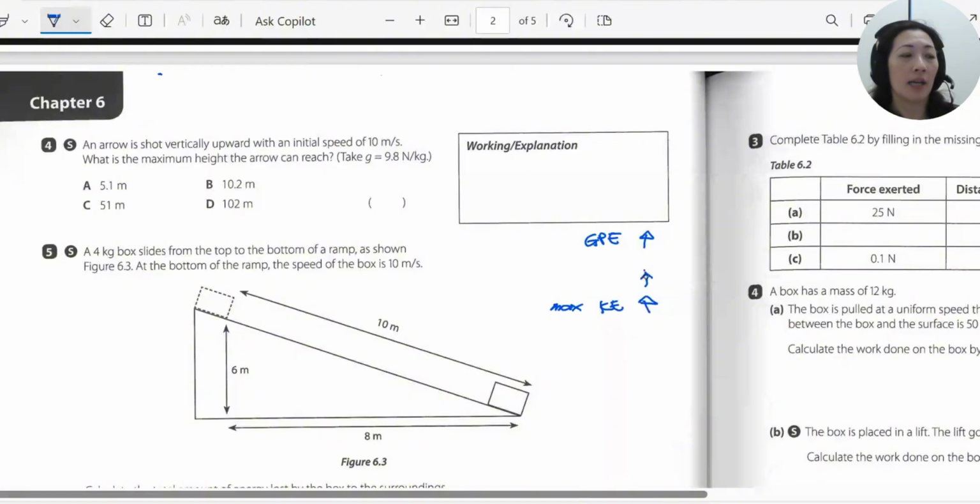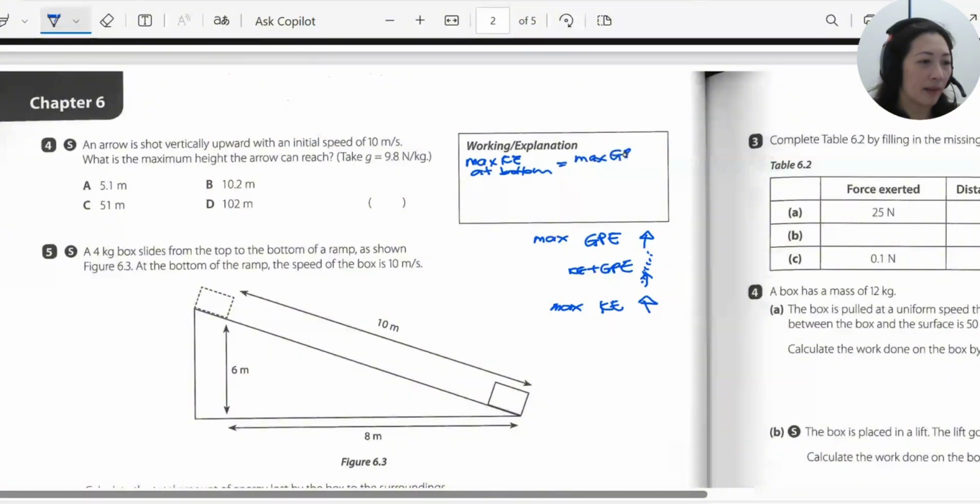Throughout the motion, the total of the kinetic energy plus potential energy will be equal to the initial maximum. When it reaches the maximum height, it comes to a stop. That means there's no more kinetic energy. That's where it will have the greatest gravitational potential energy. Maximum kinetic energy at the bottom here is equal to the maximum gravitational potential energy at the top. So now we're going to do a side-by-side substitution.